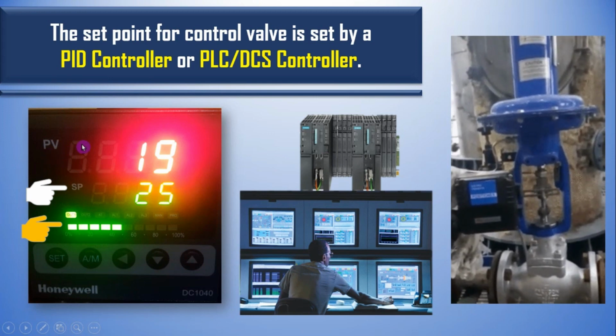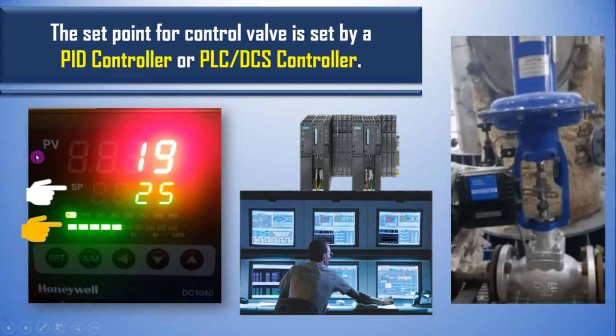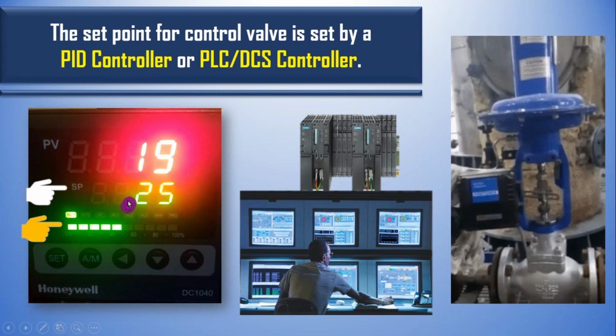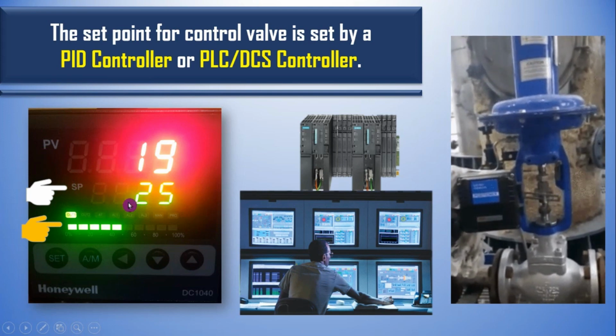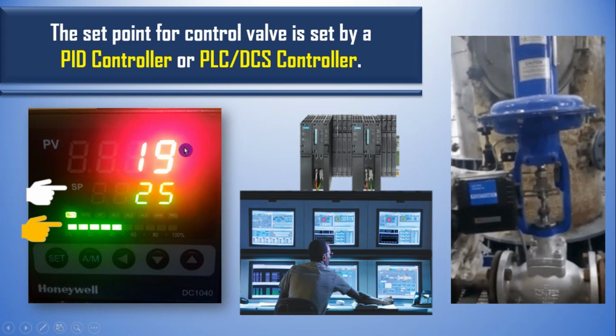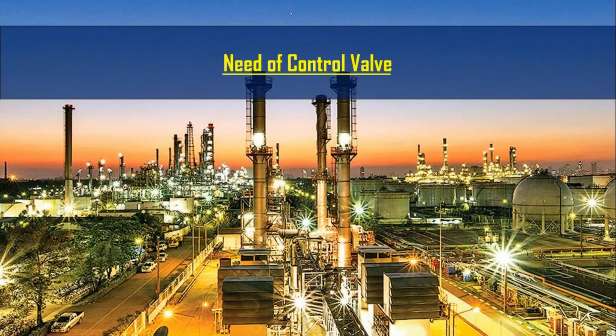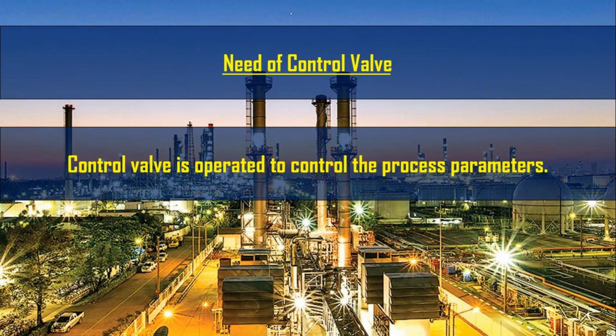This process variable parameter comes from a sensor. The main aim of control valve is to maintain the process variable parameter near or up to this set point. That means this process variable parameter will be near about 25 or it will be 25. Now we will discuss the process variable under the need of control valve. Control valve is operated to control the process parameters.